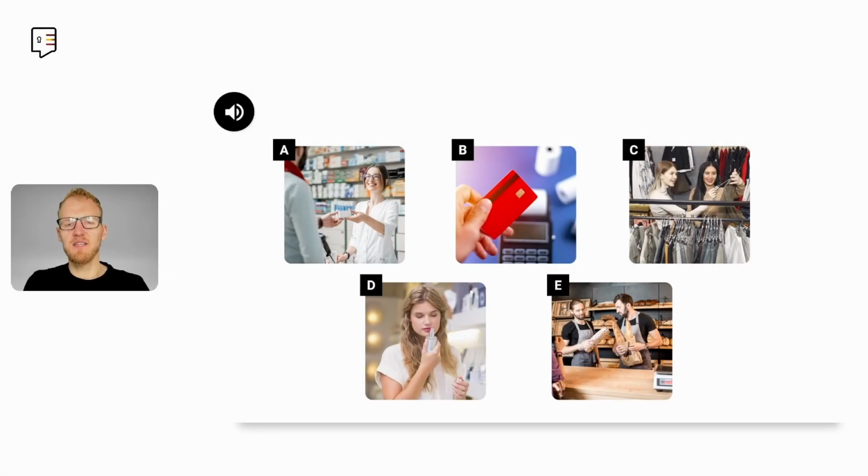Which one was this dialogue? B, D or E? Was referencing B, right? Because they were discussing how to pay. Pay with cash, card, etc. So it's represented by picture B, the card. And let's listen to the two last dialogues and see which one is D, which one is E.